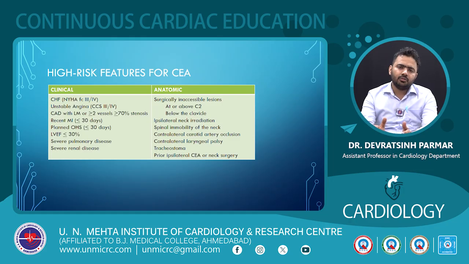There are certain anatomical features also where it is difficult to intervene for the carotid, such as if the lesion is very high above the origin, that is at or above the C2 level, or below the clavicle. If the patient has already received radiation therapy, spine immobility, contralateral carotid artery occlusion, contralateral laryngeal palsy, tracheostomy, or prior ipsilateral endarterectomy.